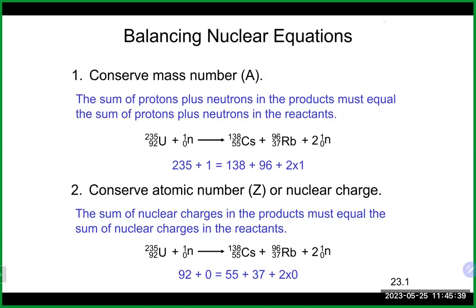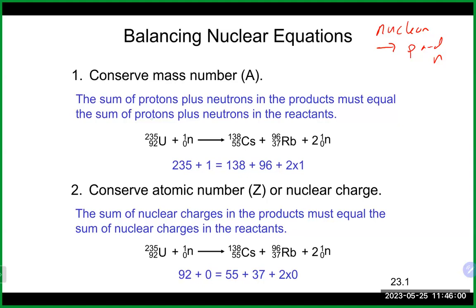By the way, a word that sometimes pops up a lot is a nucleon. And a nucleon is basically the protons and the neutrons. It's really the stuff that makes up the nucleus. So those are obviously the particles that are found in the nucleus. So the way that we approach balancing nuclear equations is pretty simple.